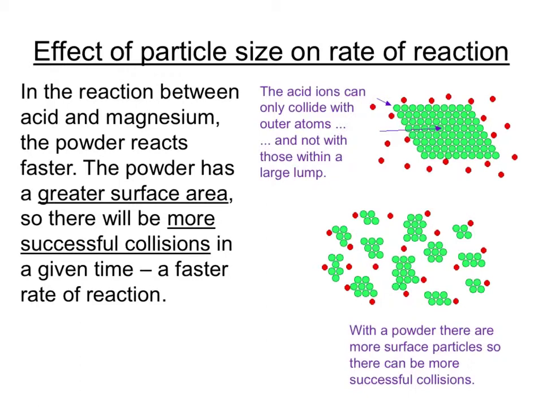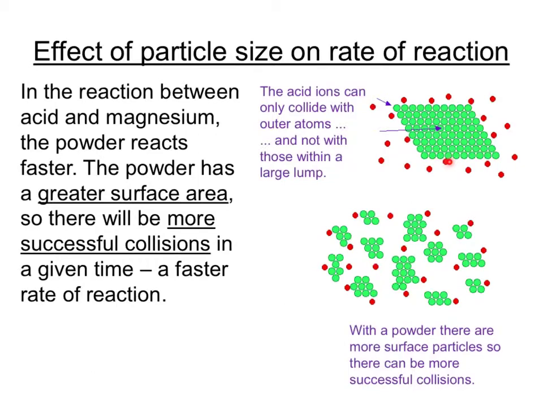We can illustrate this using a diagram. You can imagine the green particles here as being those of the calcium carbonate or marble chip, and in a single chip you can see that most of the particles are inside the chip and therefore can't collide with the acid, the red particles around the outside. That means that the reaction here will be slow because the frequency of successful collisions will be quite low.